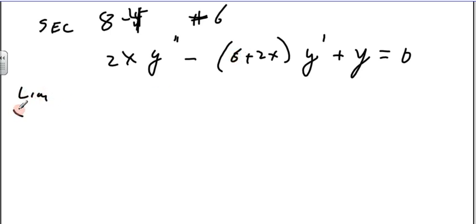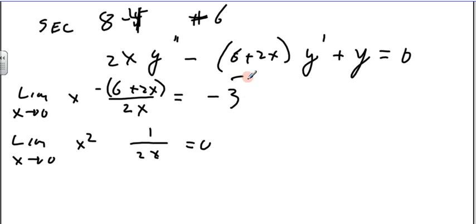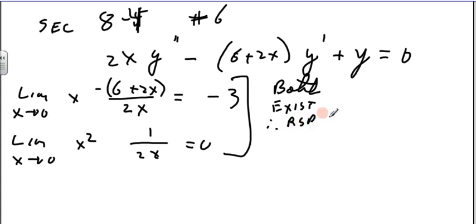So limit x goes to 0, x times minus 6 plus 2x divided by 2x is going to be 6. Now the x goes away. I have a minus sign sitting up here that I had left out. It's going to be minus 3. Yeah, that's better. And then I got limit x goes to 0 of x squared times 1 divided by 2x, which is 0. So they both exist. And therefore I'm at a regular singular point, x is equal to 0.